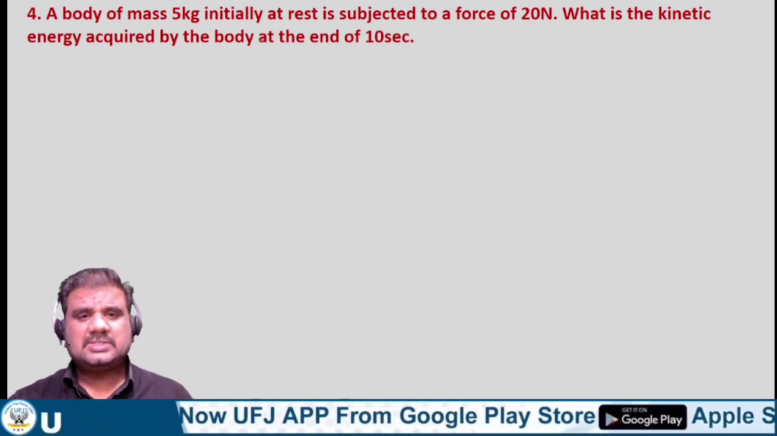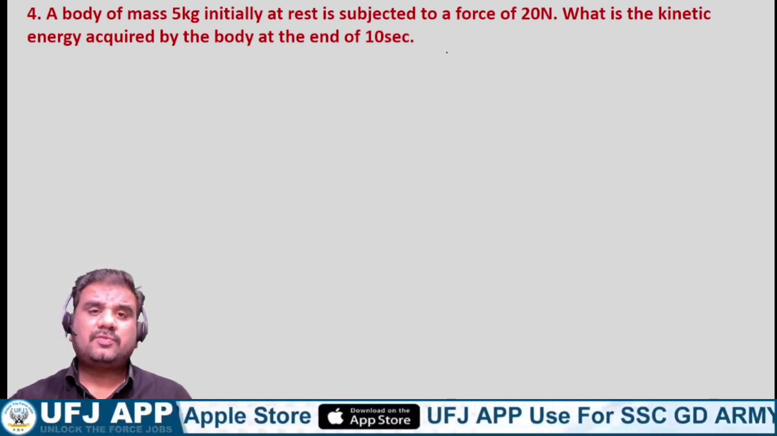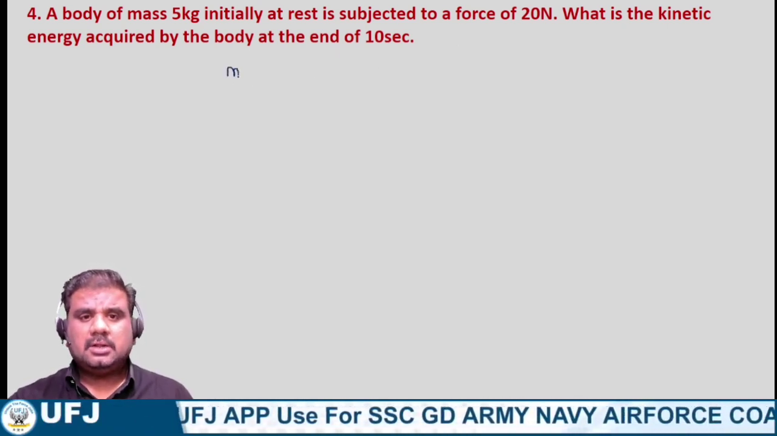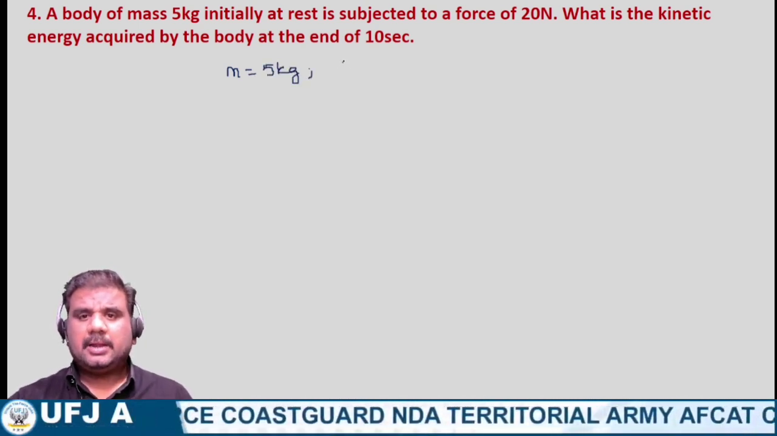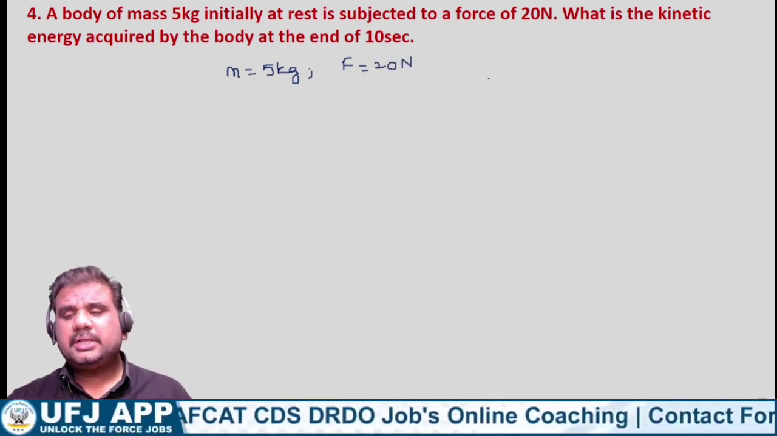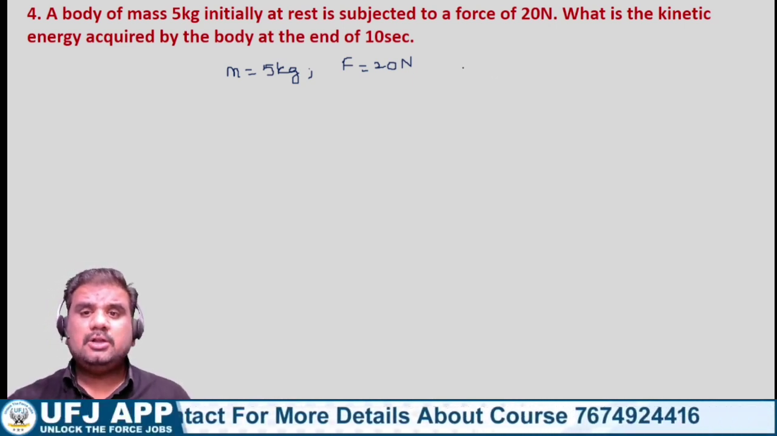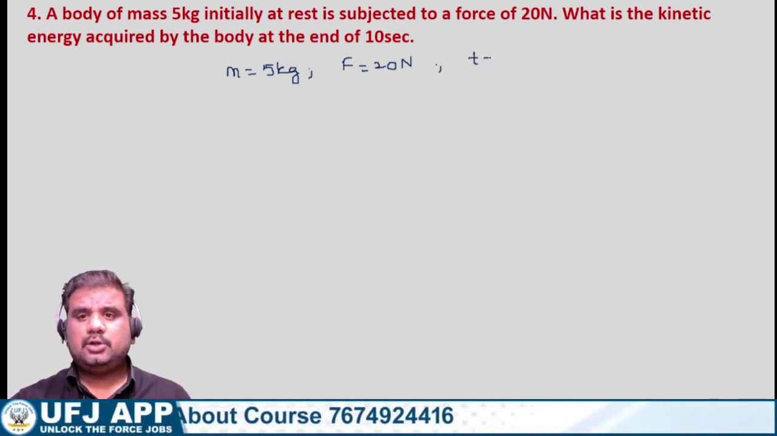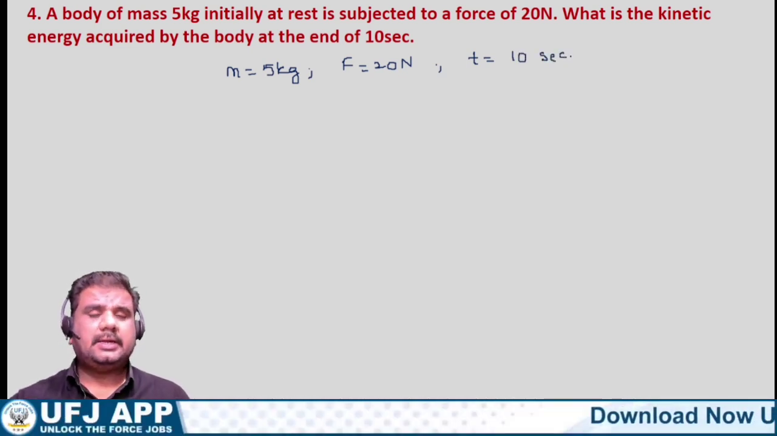Then the next question. A body of mass 5 kg initially at rest is subjected to a force of 20 newtons. Right? The mass of the object is equal to 5 kgs. At the same time, force is equal to 20 newtons. What is the kinetic energy acquired by the body at the end of 10 seconds? At the end of 10 seconds, time is given equal to 10 seconds.